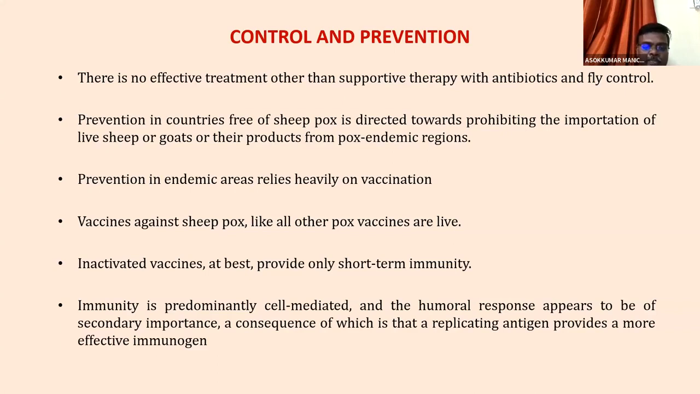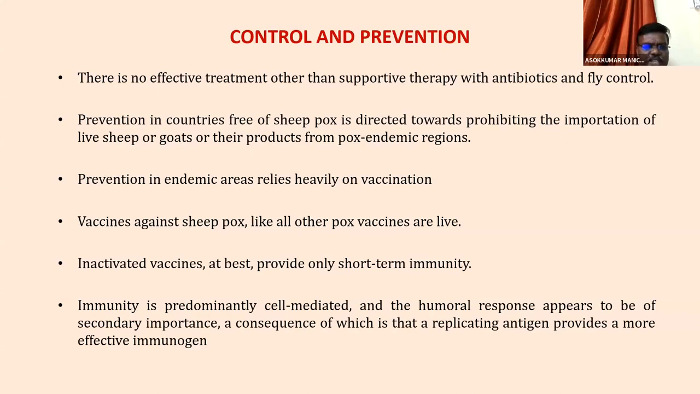Prevention in endemic areas relies heavily on vaccination. We have to vaccinate animals so that population immunity is achieved, in view of reducing the transmission dynamics of the pathogen. That's the reason we go for mass immunization. The vaccines against sheep pox, like all other pox viruses, are live vaccines. That means they produce lifelong immunity, which is cell-mediated immunity, so people prefer live attenuated vaccines. Some sheep and goat pox vaccines have been developed where we have gone up to even more than 80 passages in lamb kidney, that means testis cells.